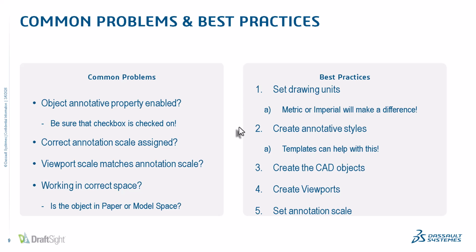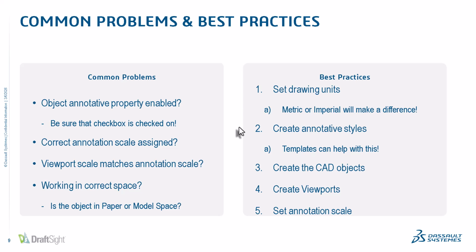Does the viewport scale match the annotation scale? That's a big one too. Sometimes things will disappear and you're like, how come it shows up here and it's in here? Or how come it's in model space and it doesn't show up in the viewport? That's the reason, because it doesn't have a matching annotation scale. And then, are you working in the correct space? Is it paper or model space? If something's in paper space, it does not have to be annotative at all.